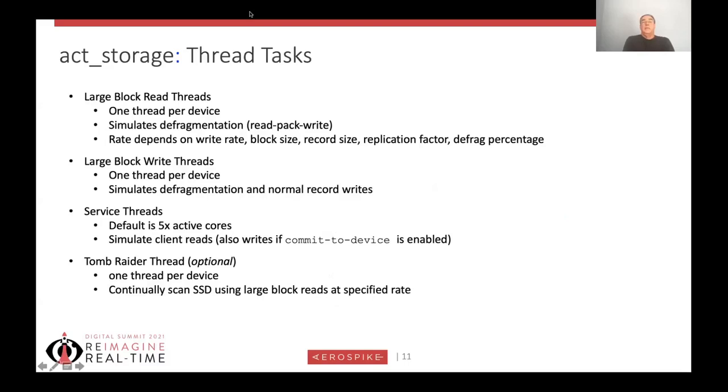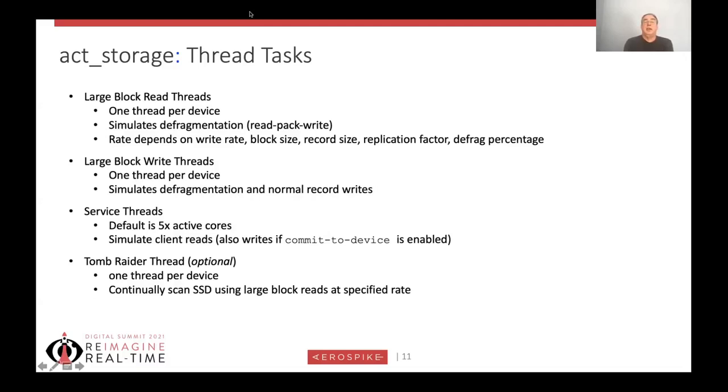And the big one is the defragmentation. The large block writes are also used for defragmentation, and as I mentioned, normal record writes are aggregated. Service threads default to 5 times the number of active cores in the system you're running the test on, and as I said, those simulate the client reads.